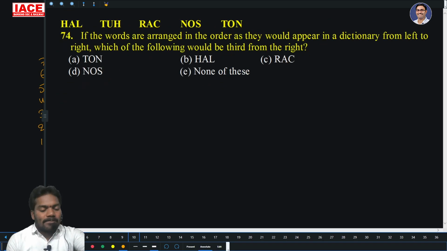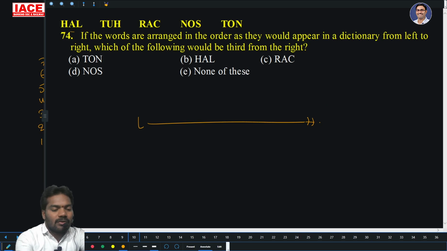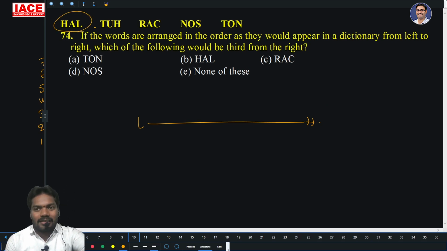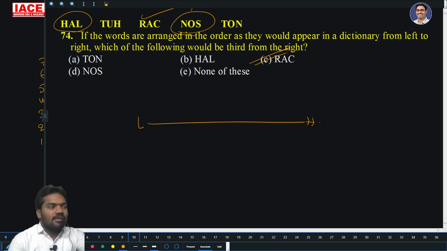The words are arranged in the order as they would appear in dictionary from left to right, the lowest to highest. Which word of the following would be the third from the right? Third from the right means third from the highest, otherwise third from the lowest, no? First highest, first lowest, then second lowest, then third lowest. RAC. So option C is right. They are asking indirectly third highest, otherwise third lowest also.